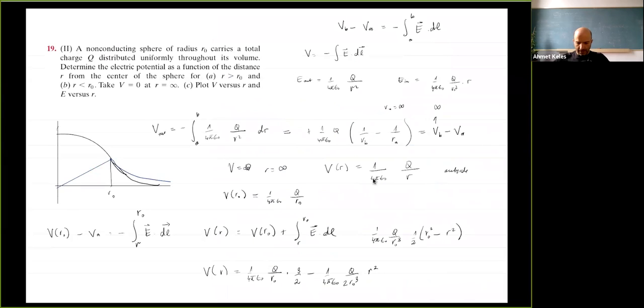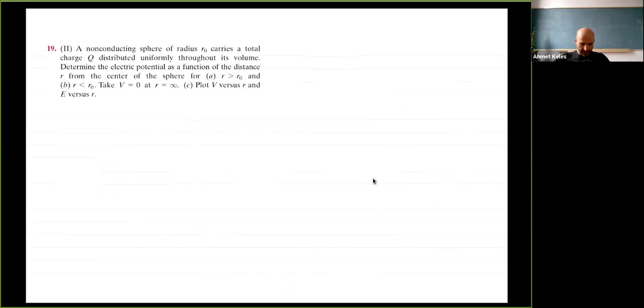So now suggested problems, let's start with this guy. A non-conducting sphere of radius R0 carries a total charge Q distributed uniformly throughout its volume. Determine the electric potential as a function of distance R from the center of the sphere. For R greater than R0, for R less than R0, and we take, as usual, V is equal to 0 at R is equal to infinity. And plot V versus R and E versus R.